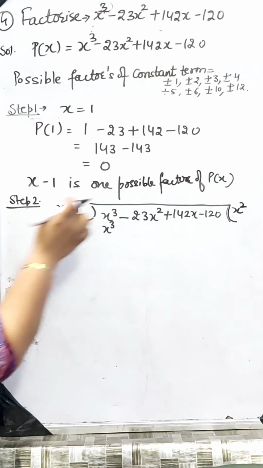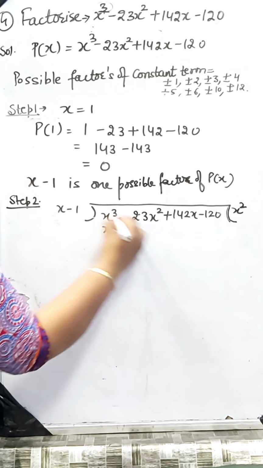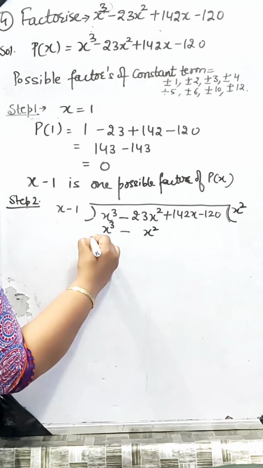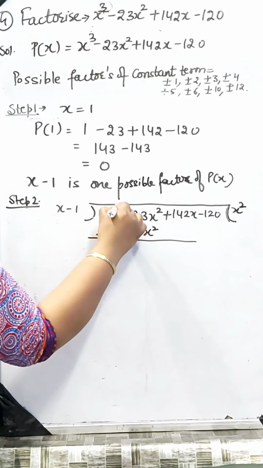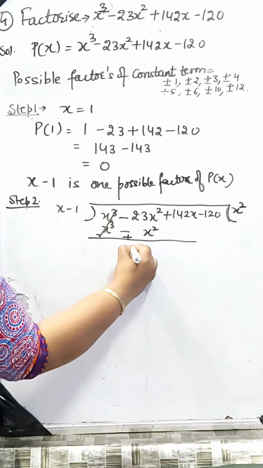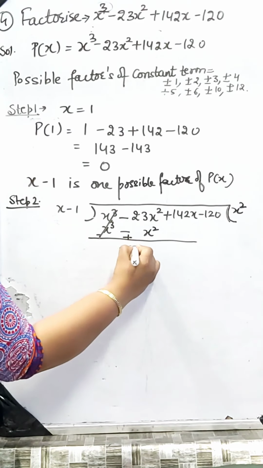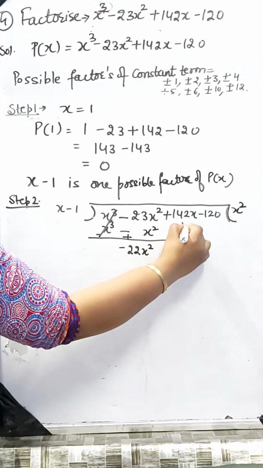Multiply this x square with x, then we will get x cube. And multiply x square with minus 1, then we will get minus x square. Now we have to change its sign. Now subtract it. Minus 23 plus 1 equal to minus 22x square. Now bring down the remaining terms.